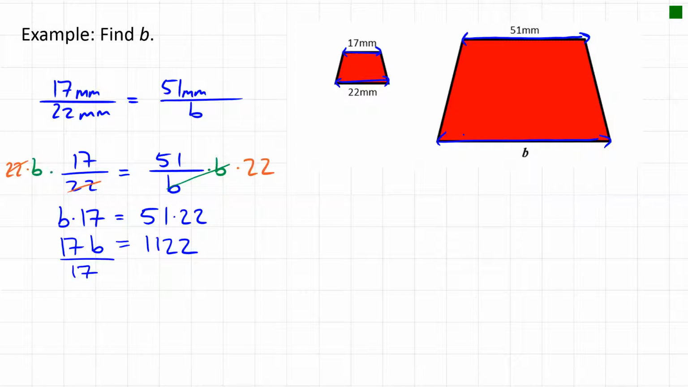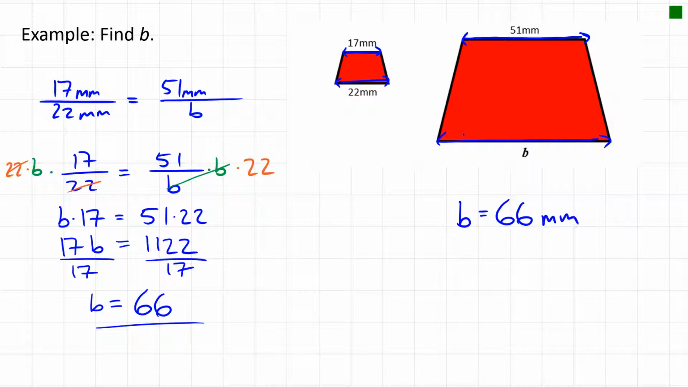Now I'm going to finish this problem by isolating B, dividing each side by 17. So I divide 1,122 by 17, and I get 66. So I can say B equals 66 millimeters. And don't forget to include units there, because this is a word problem, and B has an actual meaning, which is a length in this case. So make sure to give it the relevant units to explain that.